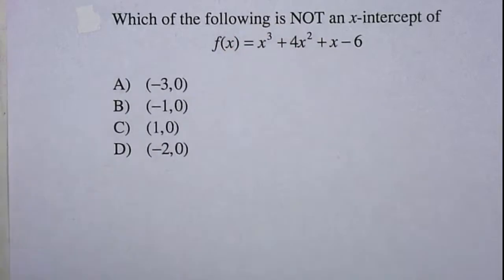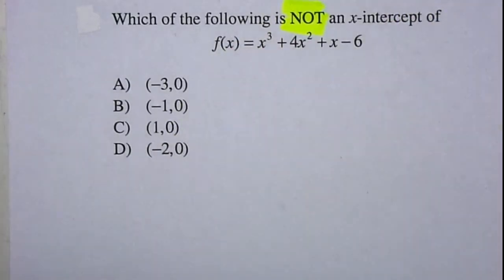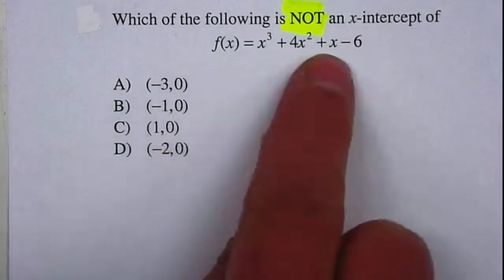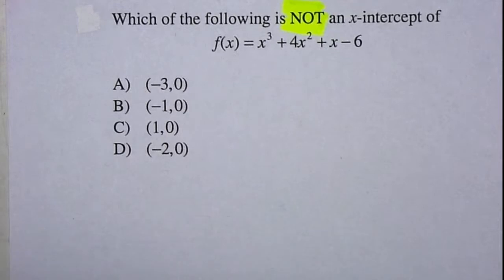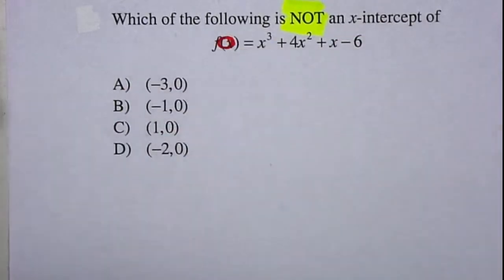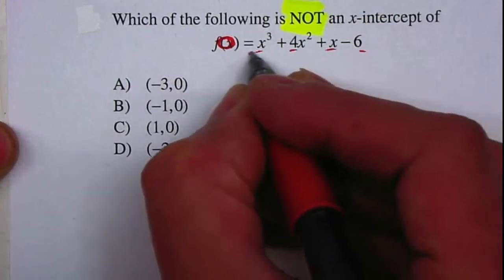Which of the following is not an x-intercept? Now, to find the x-intercept, one way of doing this is to find the x-intercepts and see which ones match. So in order to find the x-intercept, we're going to let y equal 0, and we're going to factor this out. Since there are 4 terms, we can try to factor this out by grouping.